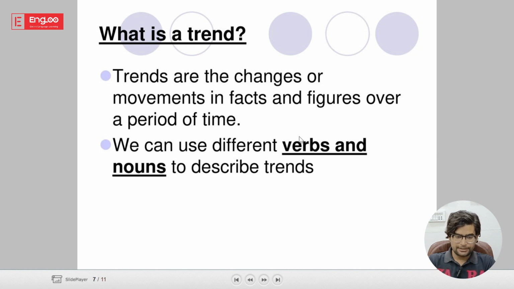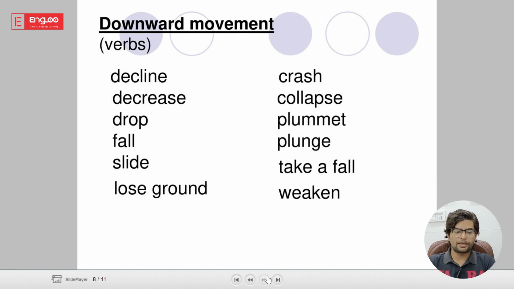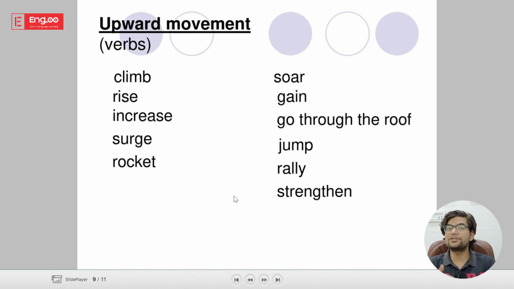After trends, let's talk about the verbs which we can use to describe the movement. If there are declining movements, we can use the words decline, decrease, drop, fall, slide, lose ground, crash, collapse, and many others. The others are on your screen. You can read them and prepare them to raise your band. Now, if the trend is going upwards, then you can use verbs like climb, rise, increase, surge, rocket, soar, gain, and many more.